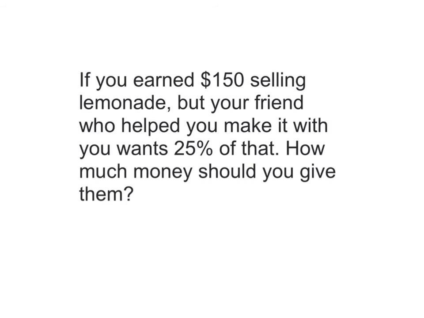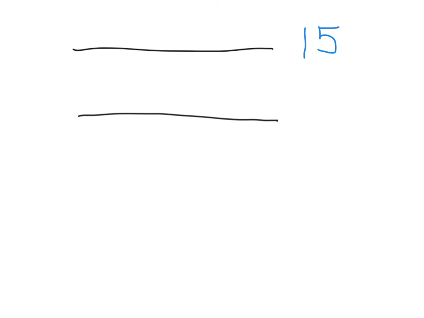Use the double number line method to try and solve this problem. Pause this video while you solve the problem. The first step to solving our problem is to set up our double number line. The top line represents how much money you made at the lemonade stand, or the whole, which is $150. So put 150 next to your number line on the top. On the bottom line, we are trying to find the percent of 100, so we put 100 on the bottom line.